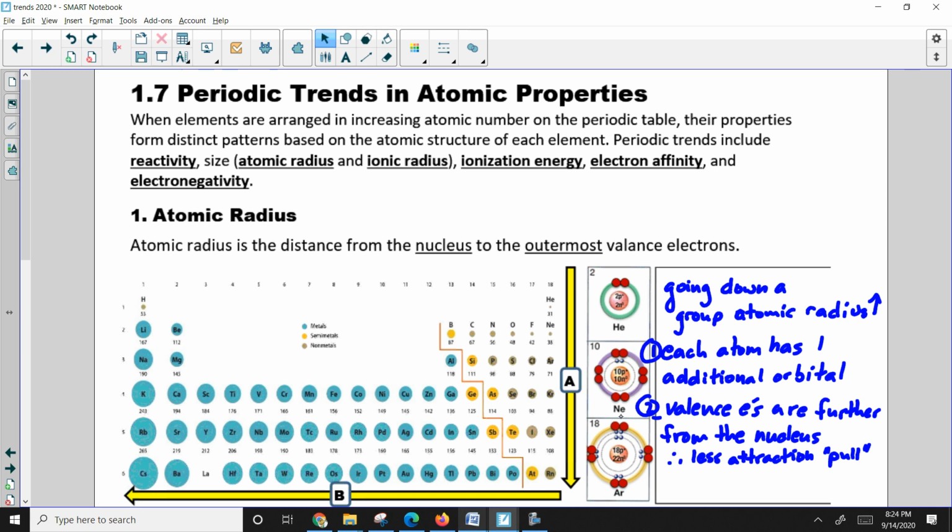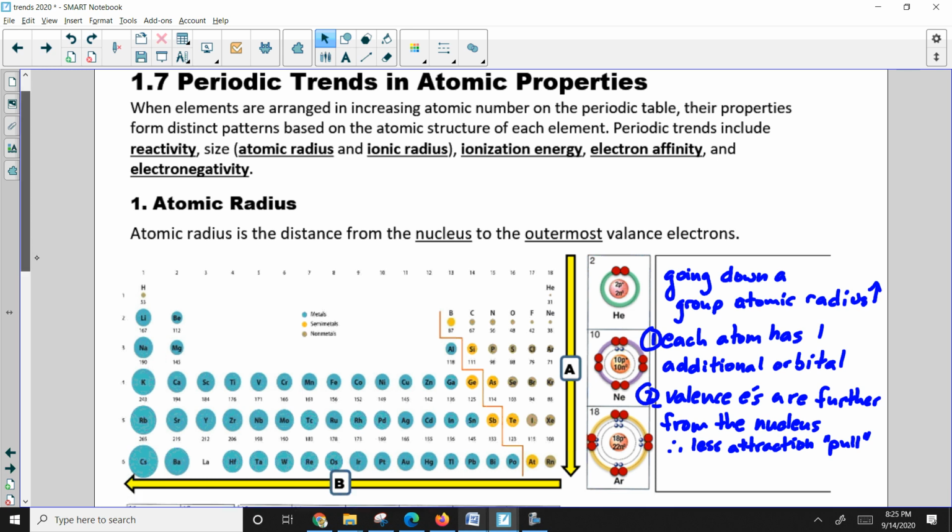The other thing, though, is as you're adding more orbitals, the outer electrons are further and further away from the nucleus, which means there's less attraction to the nucleus, there's less pull on them, and they're going to go a little bit further apart. So this kind of makes sense. How about the trend going across?